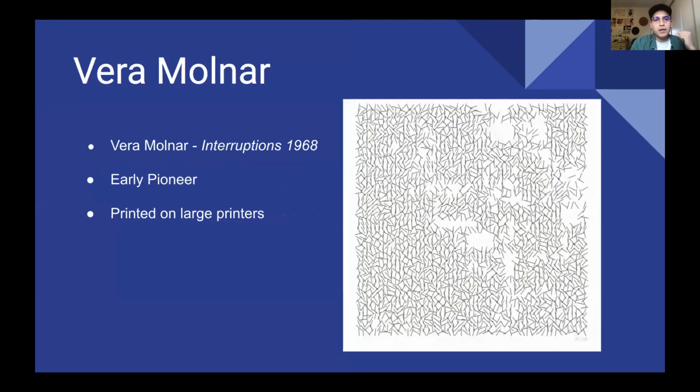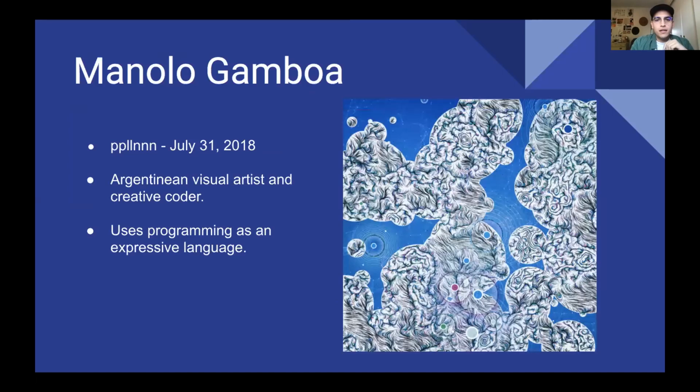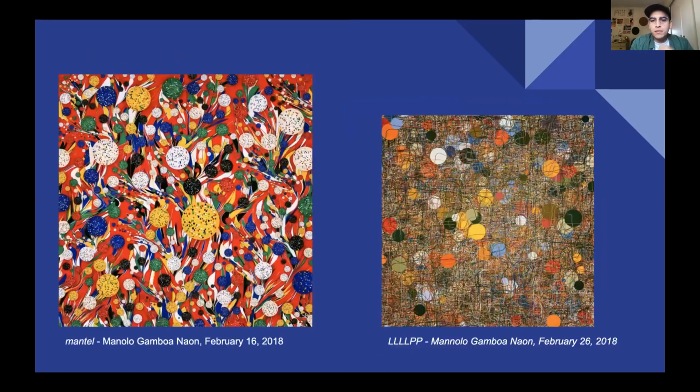Here's an example from Vera Molnar, Interruptions from 1968. She was an early pioneer of this. Since computers back then didn't really have monitors, these were printed on very large printers. This is a photo of her, and another piece that she did in 1974. Another artist, Manolo Gamboa, is an Argentinian visual artist and creative coder. Through his pieces, you can tell that you can really use programming as an expressive language. Some other examples here.